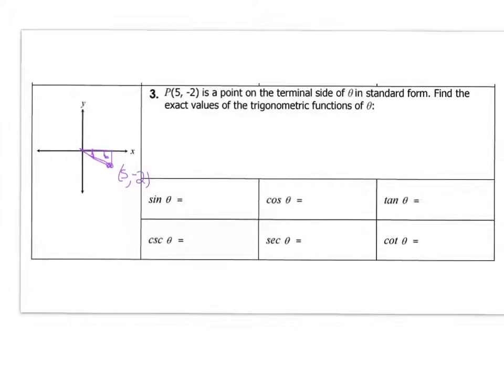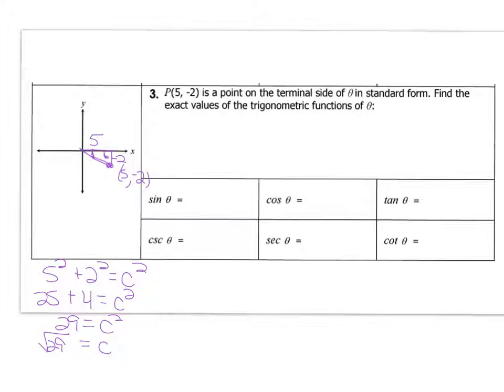So we need to know some values. Well, this leg has length 5, right? Now, this leg has length 2, but it's negative. It went down, and that's important. So we need to know that that's a -2. So we need to find the hypotenuse. So we're going to use Pythagorean theorem here. We're going to say 5 squared plus 2 squared equals c squared. And we get that the hypotenuse is the square root of 29. So this is the square root of 29.